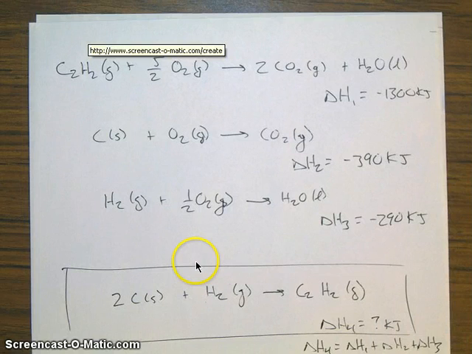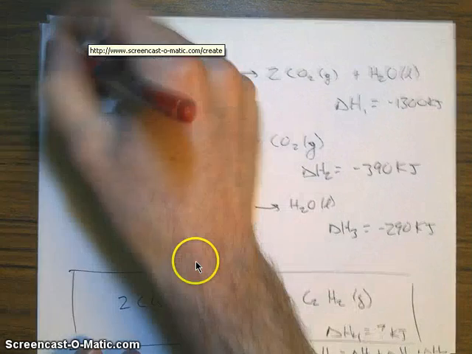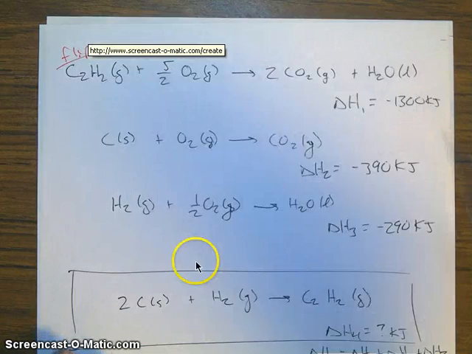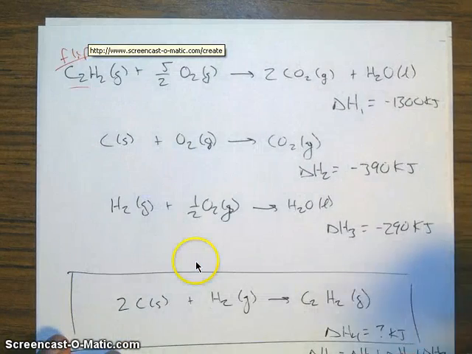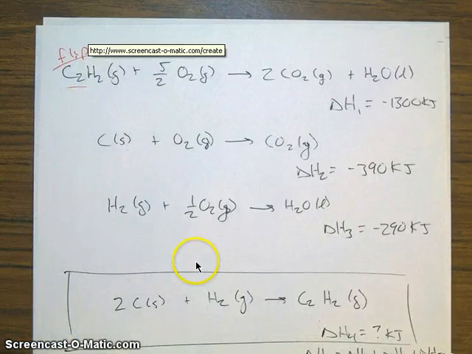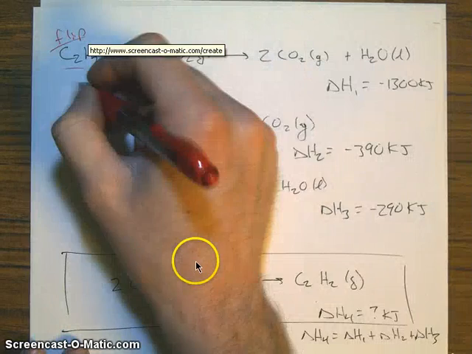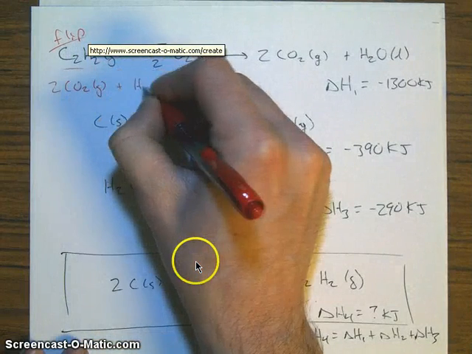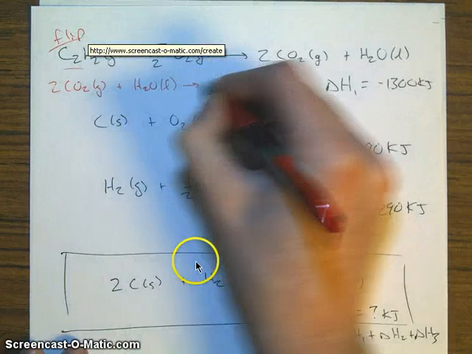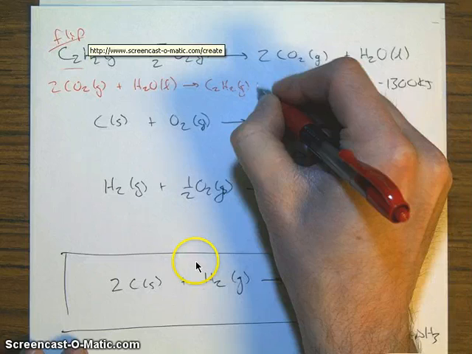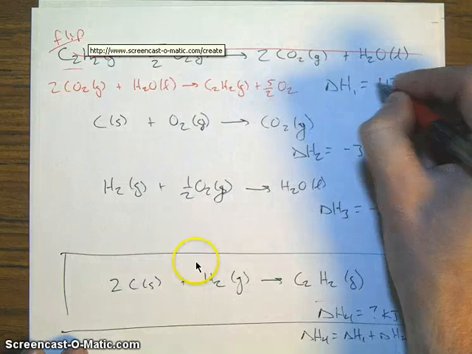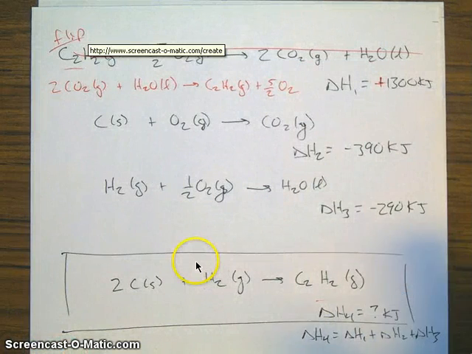Alright, so here we go. Now that you guys have attempted this quite a bit, the first step you should have recognized is that you need to flip this equation. The reason you need to flip that equation is because we need C2H2 to be a product, not a reactant. So I'm going to flip it. So it's now going to be 2CO2 gas plus liquid water produces C2H2 gas and 5/2 oxygen. And then I might as well cross this out and just make this positive because I flipped it. Remember, if you flip the equation, you got to flip the sign.